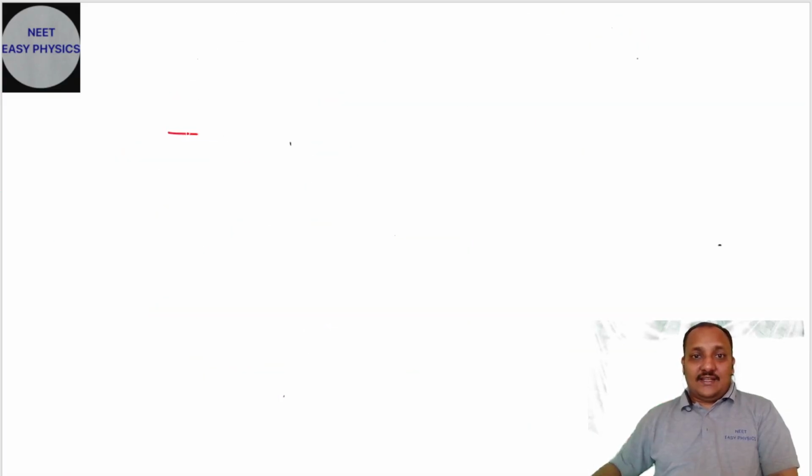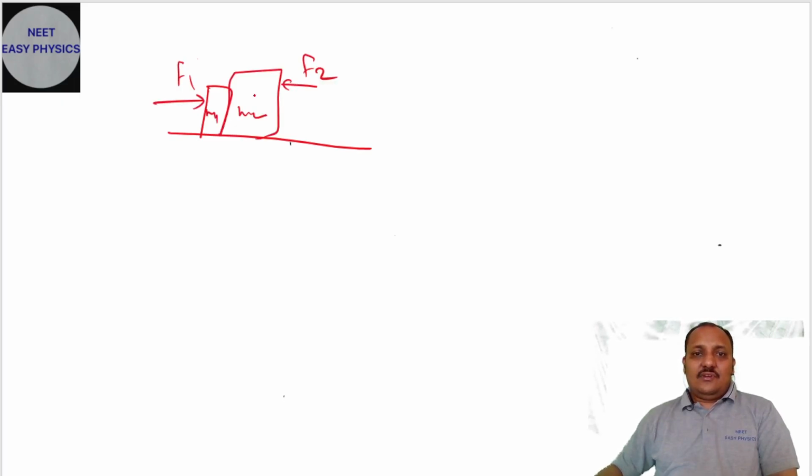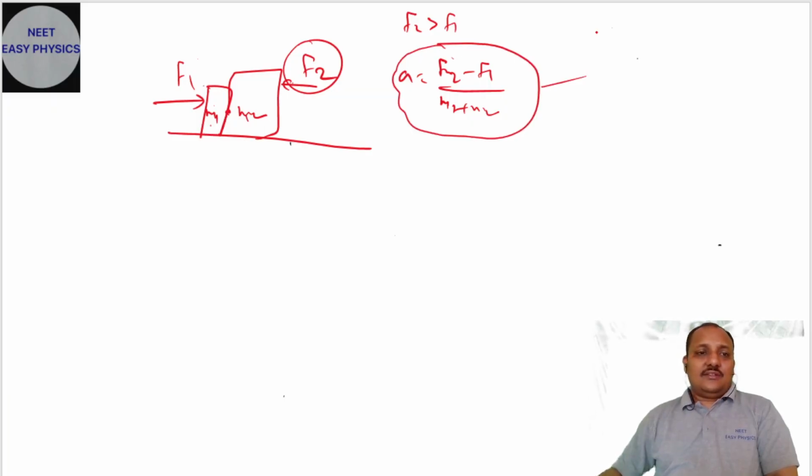If forces act on both sides, let us assume F1 and F2 on M1 and M2. Which force is more? If F2 is greater than F1, we take F2 minus F1 by M1 plus M2 as the acceleration. Then take the highest force, and there you will get the contact force. F12 equals either M1A or M2A, or we should calculate the resultant force. So if you solve like this, you will get all answers very easily.